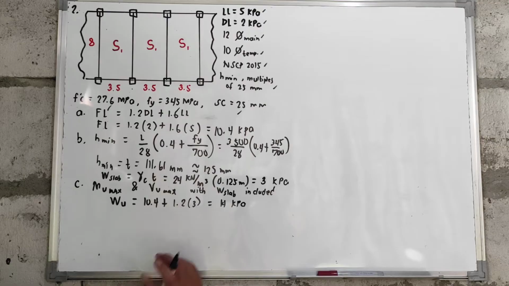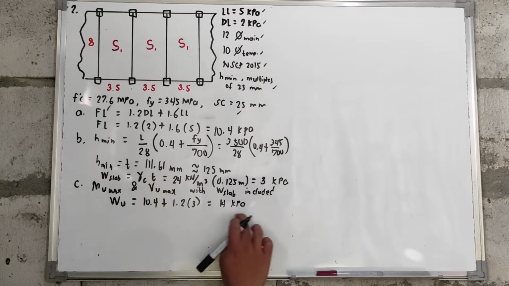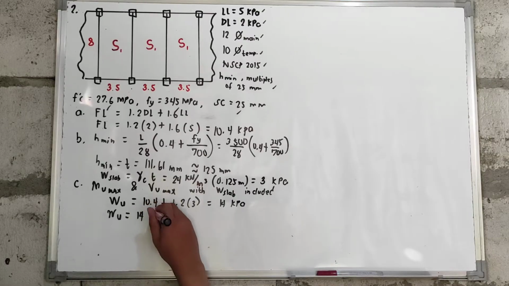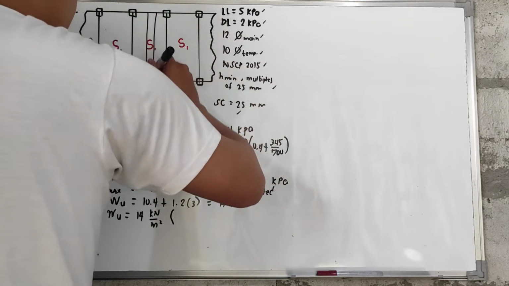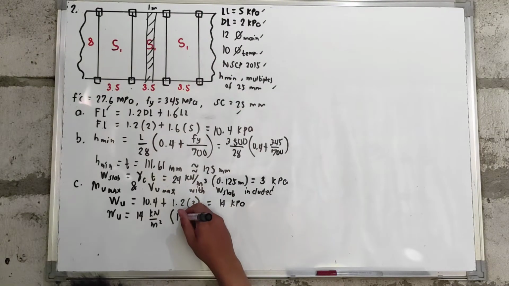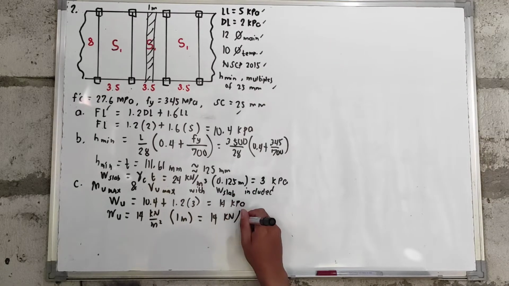After natin ma-compute yan, we will now calculate for the value of your Mu max at saka yung value ng Vu max natin, including the weight of your slab. So for this one, para maging kilonewton to, we are going to consider a 1 meter strip. So meron tayong kPa, that is kilonewton per meter squared. Considering 1 meter strip. So sa mga slabs natin, di ba, we are considering 1 meter strip. So mag-consider tayo ng 1 meter strip, equal to 14 kilonewton per meter.